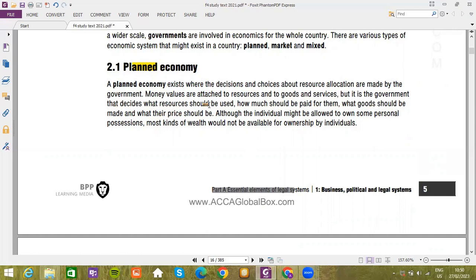What resources should be used and how much should be paid for them, what goods should be made, and what their price should be. Although individuals might be allowed to own some personal possessions, most kinds of wealth should not be available for ownership by individuals.